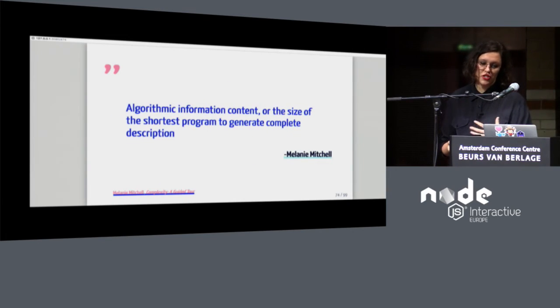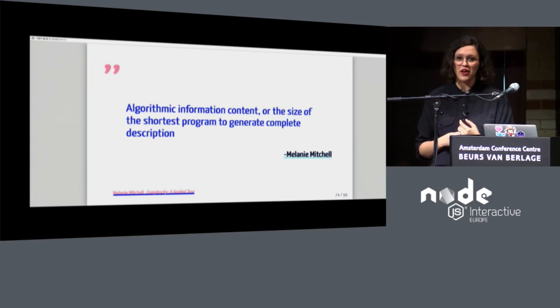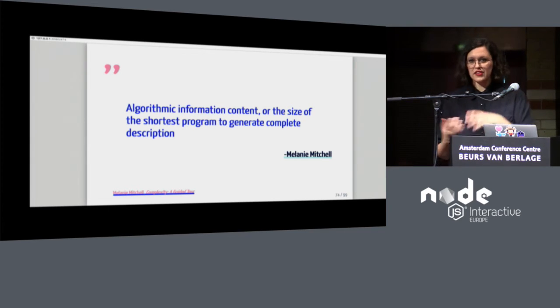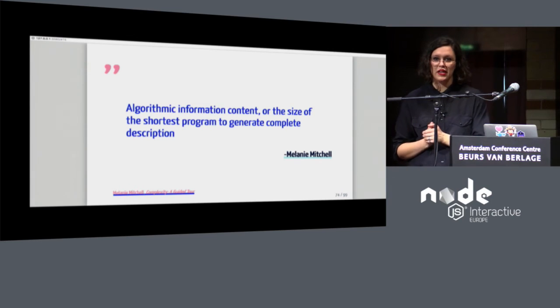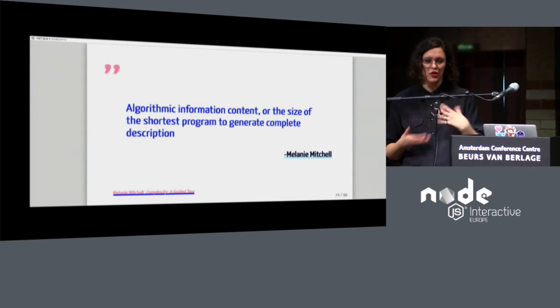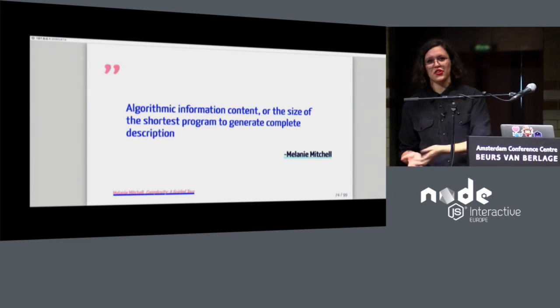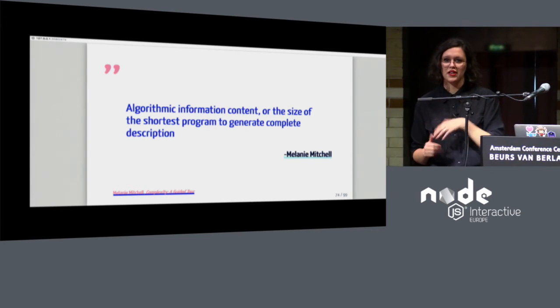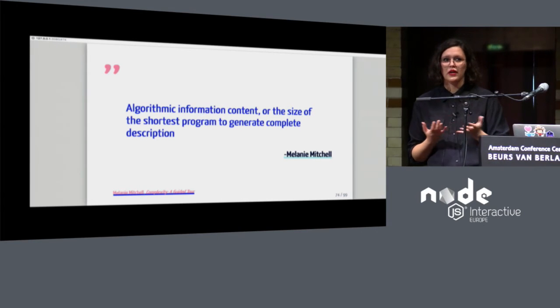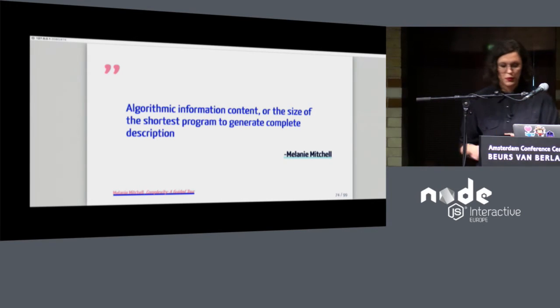Another one that she's put together is algorithmic information content, or the size of the shortest program to generate a complete description, which makes a lot more sense to me as a programmer. So in a sense, anything that becomes complex could be measured by how long it will take me to write something that will reproduce it every time. And I think with Rule 110, it becomes a lot more complicated to reproduce, because you do end up having such a complicated structure every time that is difficult to reproduce, even though it's based on very simple rules.